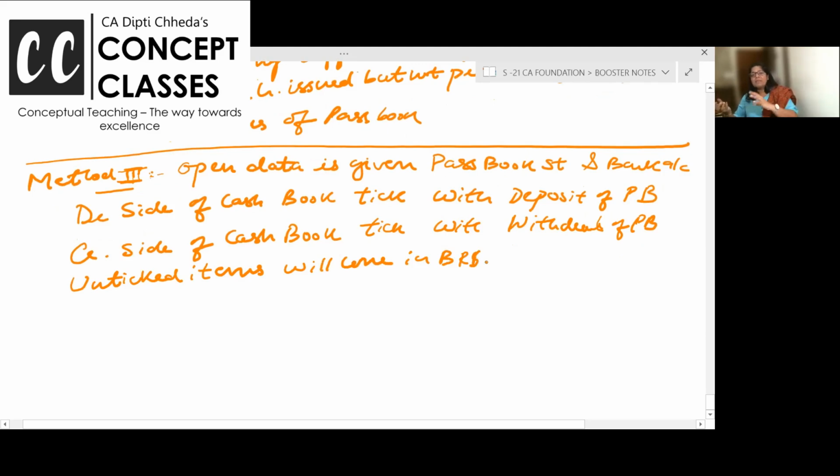Some deposit in the bank directly by customer, you have not recorded, it will come in BRS. Some standing instruction, electricity bills and all paid, it will come. Some debit unticked in your cash book are those checks which you have deposited but they have not cleared. Issued those checks but they are not clear. So these unticked items will come in the BRS.